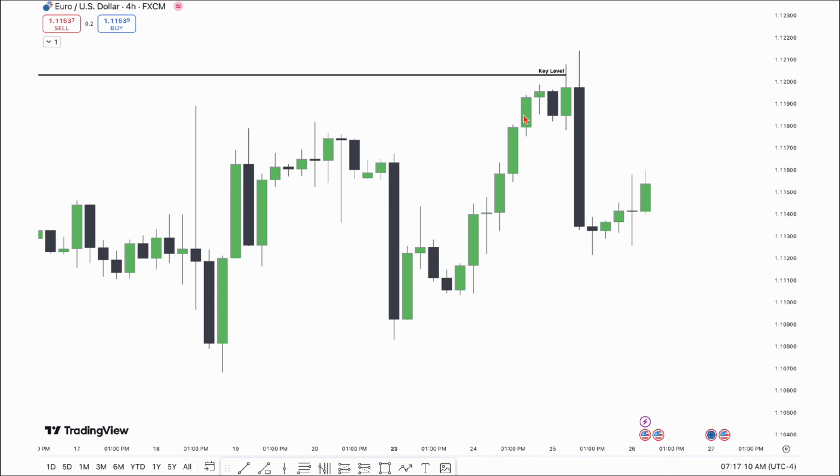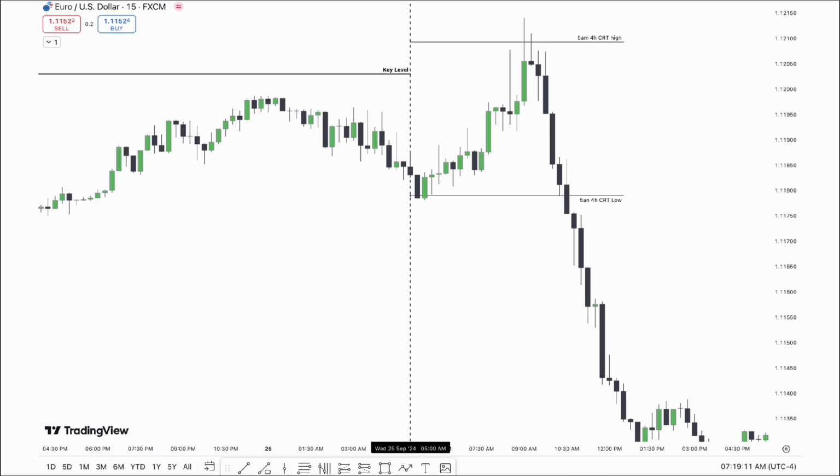So let's move further for our final example. We hit the key level, and we will focus on the 5 AM candle. So we mark it and also mark the high and low of that candle. Next, hop onto the 15-minute chart to look for a lower time frame CRT at or around the 5 AM CRT high. So we have a 15-minute CRT forming at the high of the 5 AM CRT, so we will mark the high and low of that CRT.